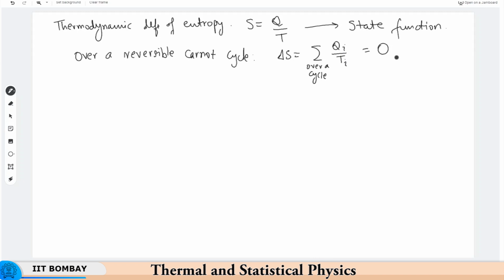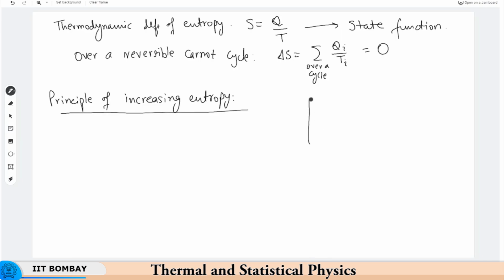And later on we also saw that this is an important quantity because it tells us the direction in which all the thermodynamic processes are evolving. Okay. Another thing, towards the end of the last class we also discussed the principle of increase in entropy, right.